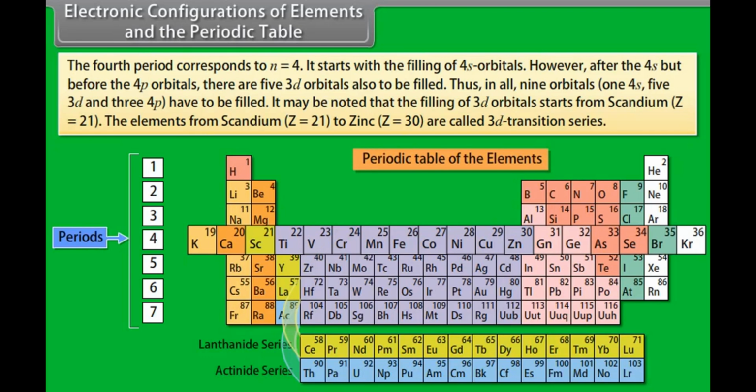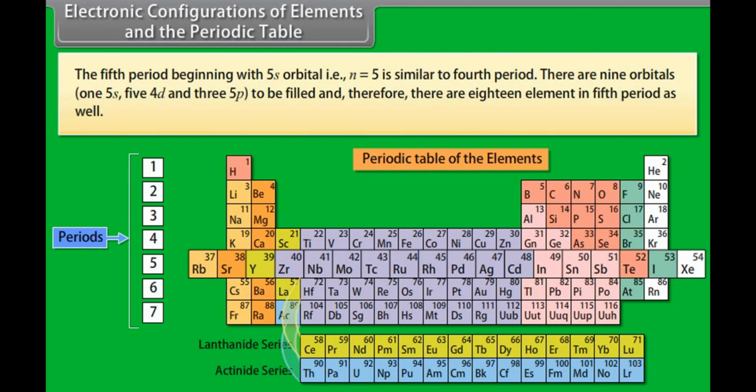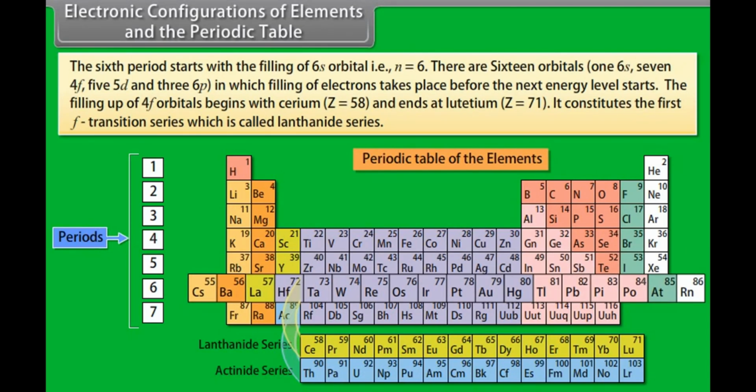The elements from scandium, atomic number 21, to zinc, atomic number 30, are called the 3d transition series. The fifth period, beginning with the 5s orbital, that is, n equals 5, is similar to the fourth period. There are 9 orbitals, 1 5s, 5 4d and 3 5p to be filled, and therefore there are 18 elements in the fifth period as well. The sixth period starts with the filling of the 6s orbital, that is, n equals 6. There are 16 orbitals, 1 6s, 7 4f, 5 5d and 3 6p, in which filling of electrons takes place before the next energy level starts.